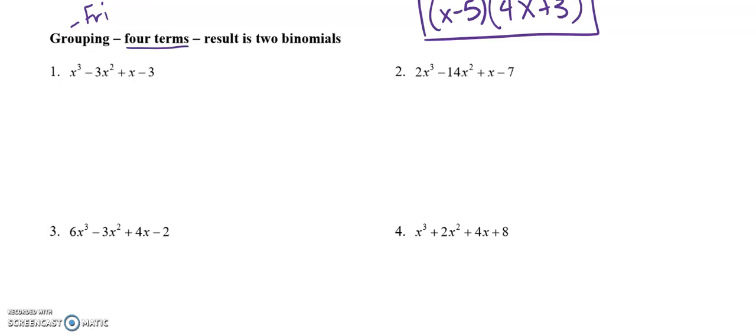Four terms. The result is going to be two binomials. All of these are nice and easy because none of them have subtraction. That was a problem on my part. Let's do number 3.